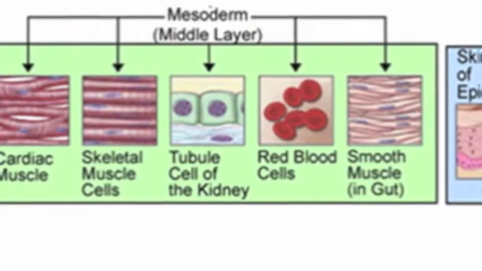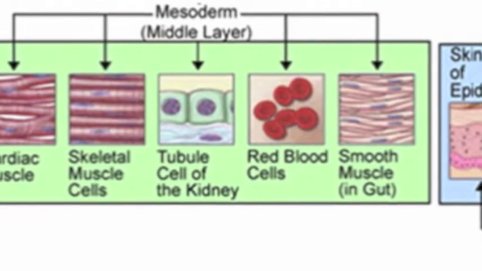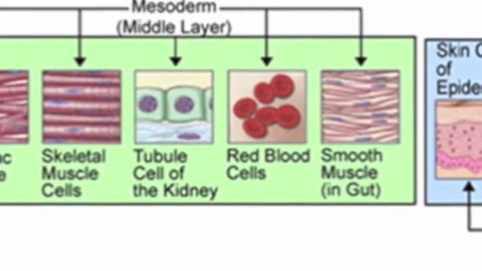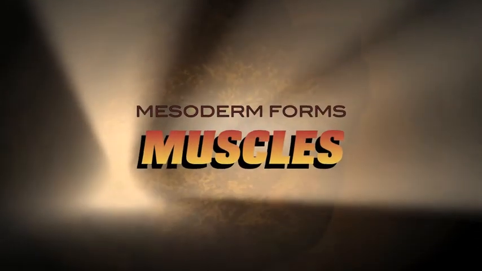The mesodermal cells form the middle layer by moving between the other two layers to become the skeletal system, muscles, and vascular regions. Mesoderm forms muscles.